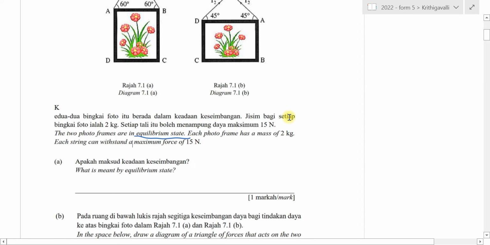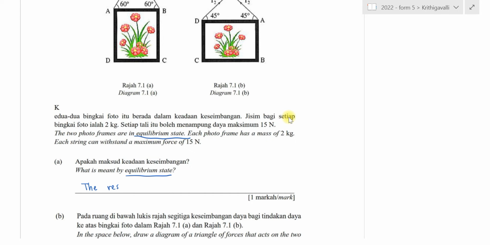All right, what is meant by equilibrium state? Note the question never asks you about equilibrium of forces, so you cannot say it's the vector sum of the individual vectors of the forces. No, that is not acceptable because the question is not about equilibrium of forces, but instead they're asking about equilibrium state. So what is meant by equilibrium state? Just simply say the resultant force acting on an object is 0. Okay, that will be the answer.